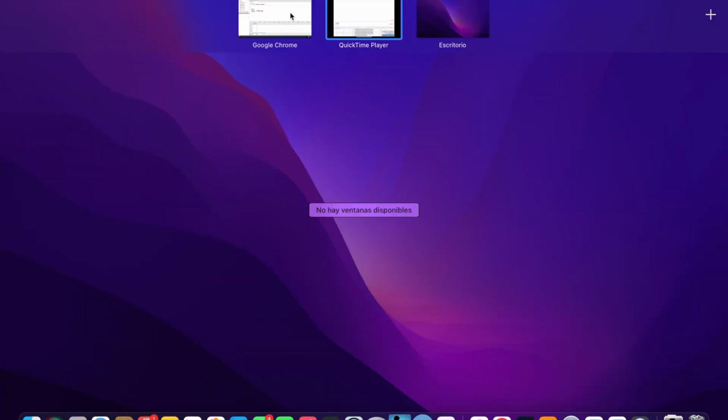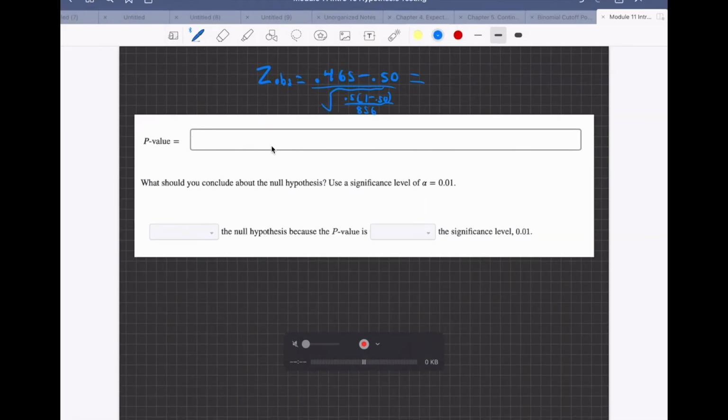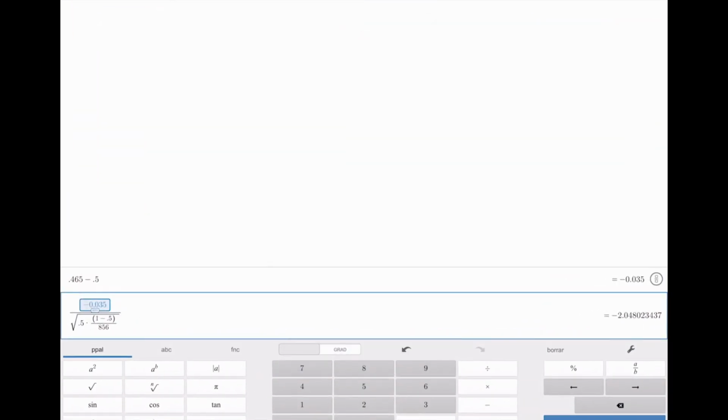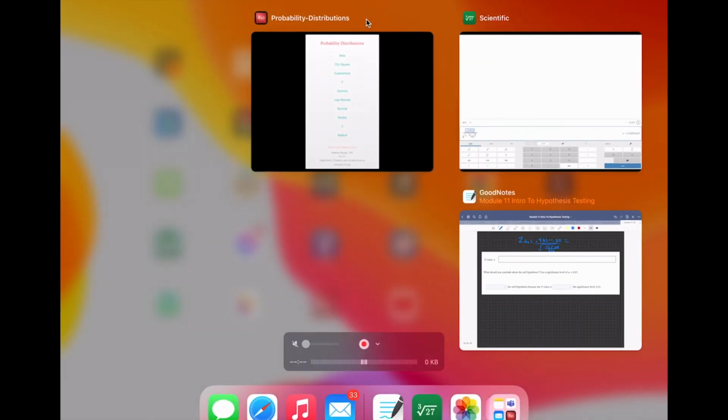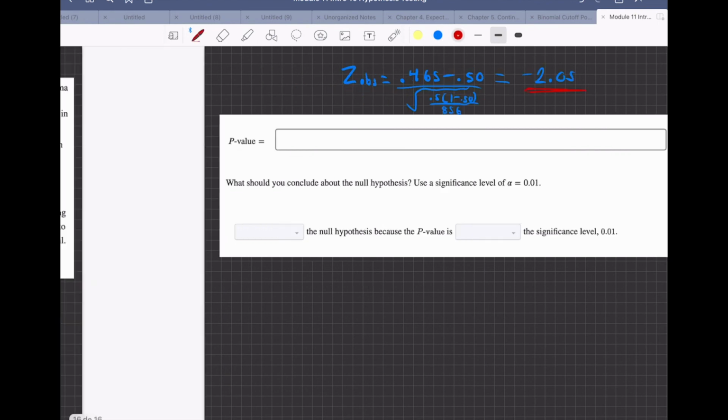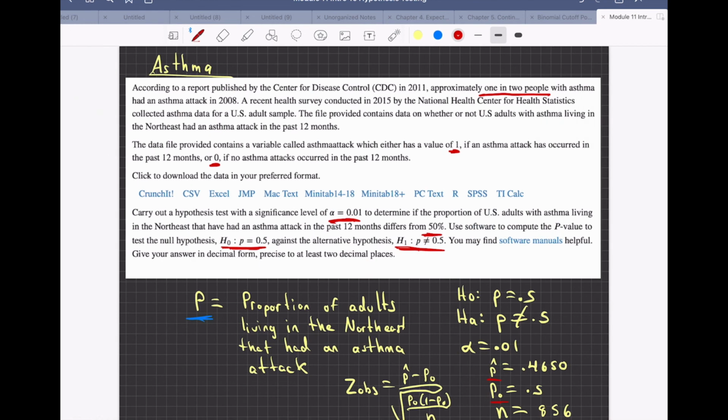You know, I don't know what happened, but suddenly this stopped. Oh, I'm sorry. The test statistic is negative 2.05. So in this case, notice the alternative is different. You see that?